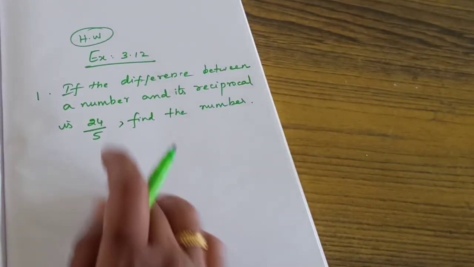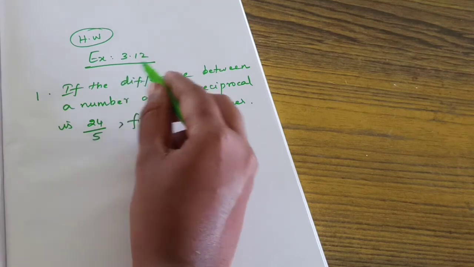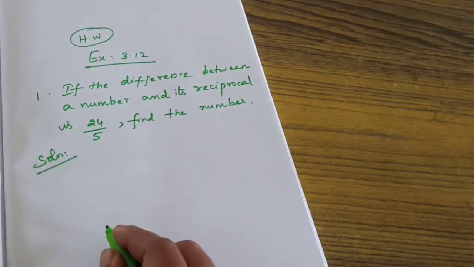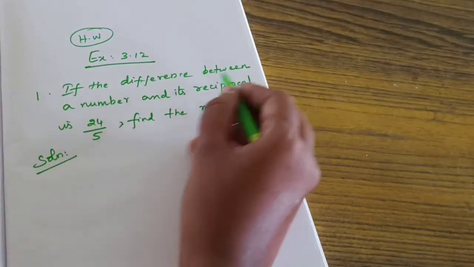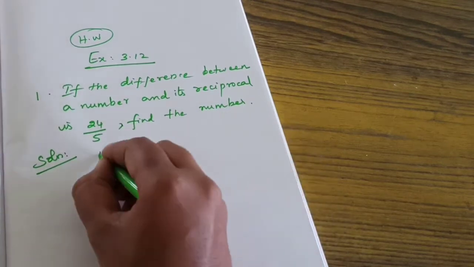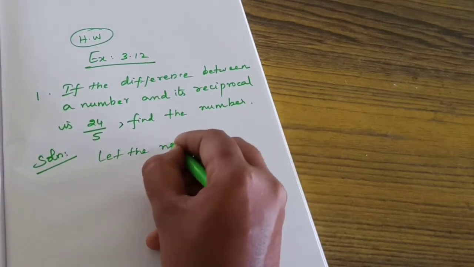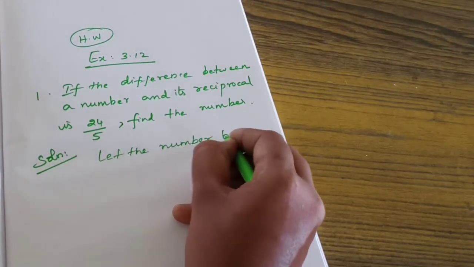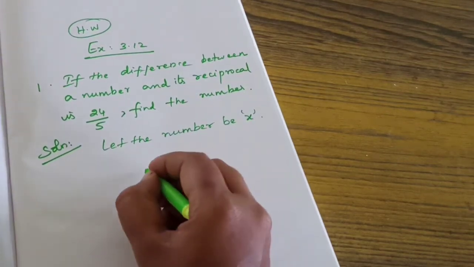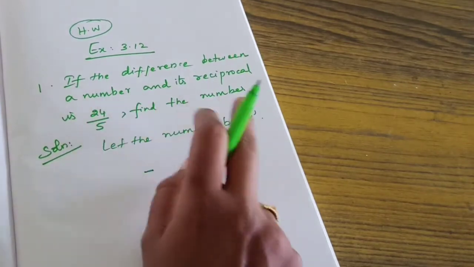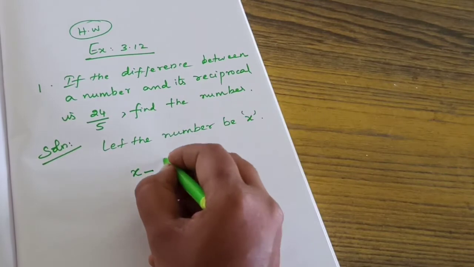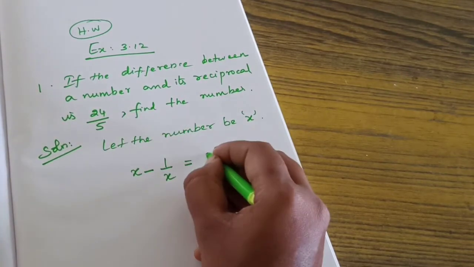Listen, dear students, homework problem. Exercise 3.12, first problem. I am just telling the concept only, you need to do it as homework, okay? If the difference between a number and its reciprocal is 24 by 5, find the number. So let the number be, we can take it as x or y, your choice, x. Difference means what sign will come? Minus. So the difference between this number and its reciprocal. What is the reciprocal of x? 1 by x equal to 24 by 5.